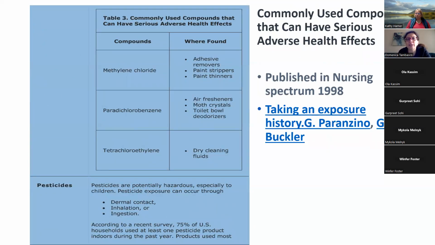And here are some commonly used compounds that can have serious effects on health. This is just a little tiny snapshot of some of the examples. And these are common day to day. For example, paradichlorobenzene, that is used in air fresheners, toilet bowl deodorizers, etc.